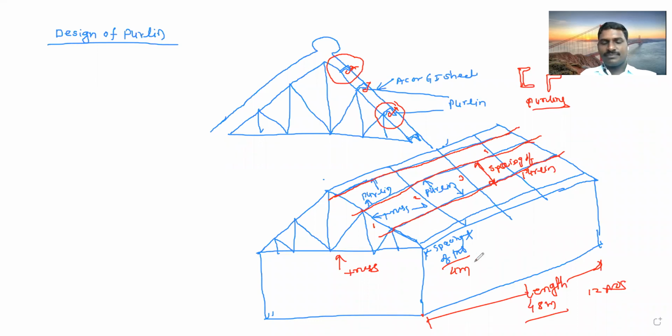The reason is that trusses are along the length and purlins are along the width, in this way. So in this way, this is the spacing of truss and this is the spacing of purlin. Okay, have you drawn this? Shall I go to the next page?